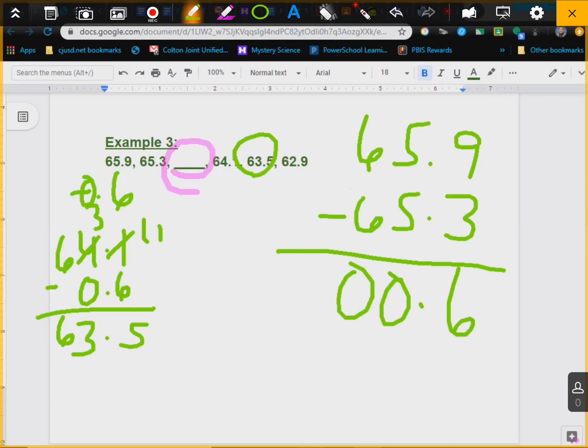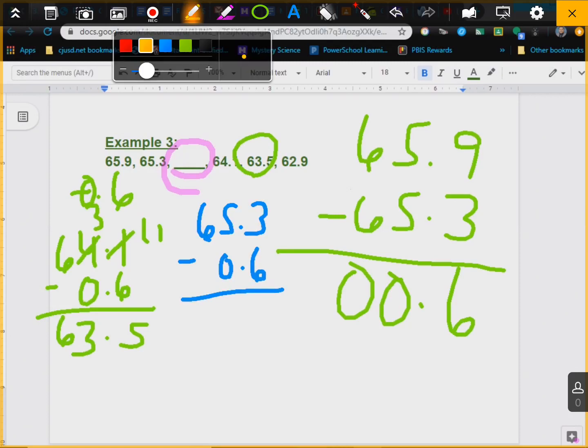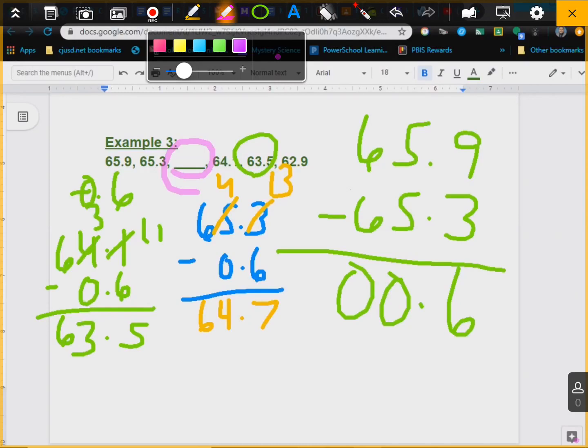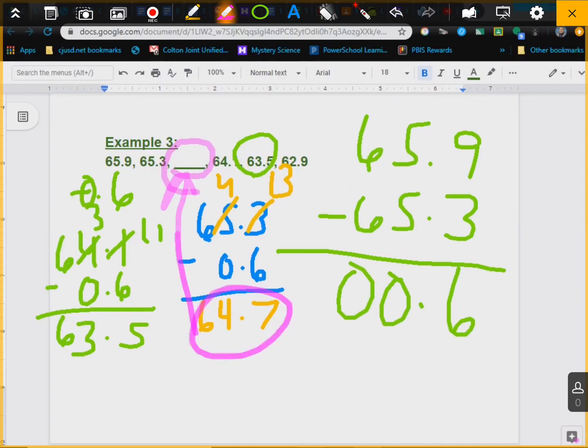So let's take 65.3 minus 0.6, and that's going to get us the final term. Let's regroup here. Bring down that decimal. 13 minus 6 is 7. 4 minus 0 is 4. And 6 minus 0 is 6. All right, our unknown term is 64.7. And I know if I subtract 0.6, just off the top of my head, I would get 64.1. If you need to write that down, go ahead and do so.